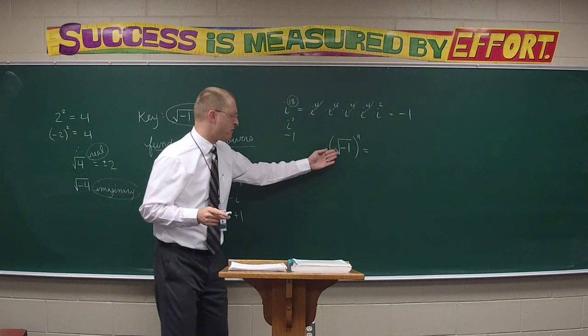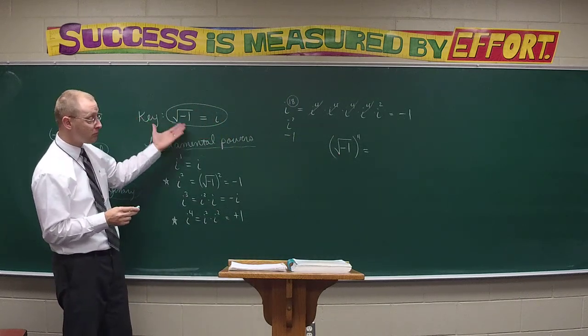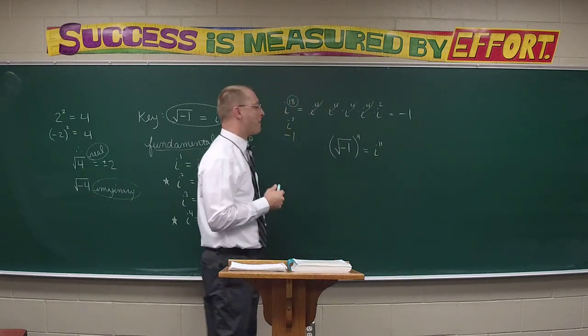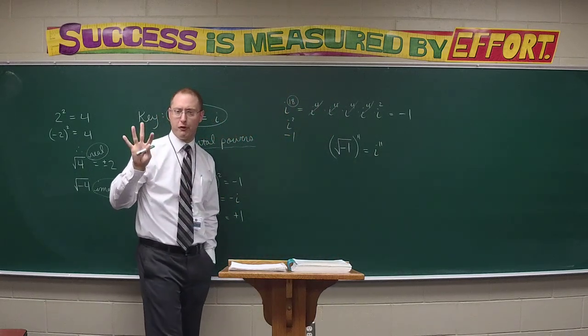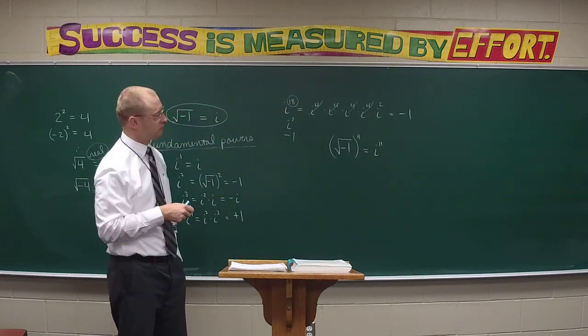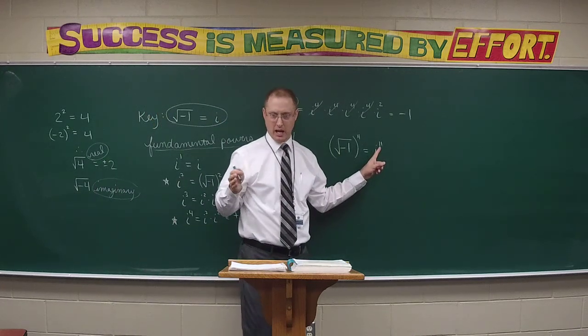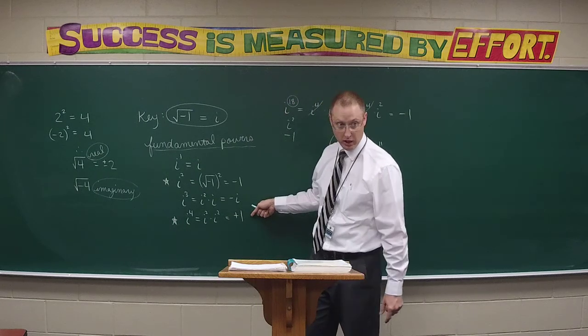If I had the square root of negative 1 to the 11th power, well, what is the square root of negative 1 again, class? i. So really this is just saying i to the 11th. What is the biggest multiple of 4 that's in 11? 8. So if I took 8 of these i's, that would be a couple of 4's. And every 4 i's equals 1.